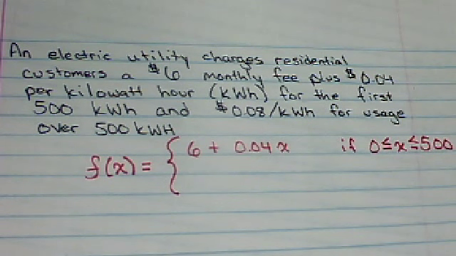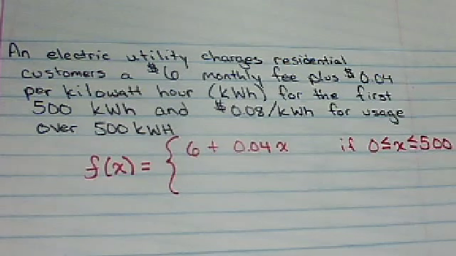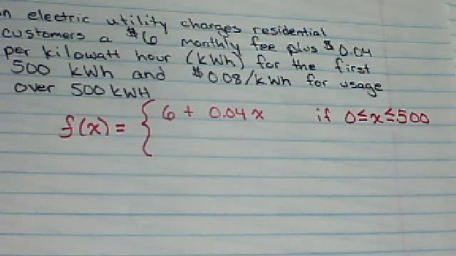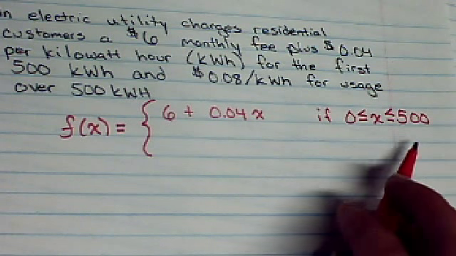Now the second piece is going to take a little bit more thought. It's 8 cents a kilowatt hour for usage over the 500 kilowatt hours. So our slope will change after that point, but we have to take into consideration where they were already. So let's think this through. How much would they have already been charged by the time they got to the end of that 500 kilowatt hours?